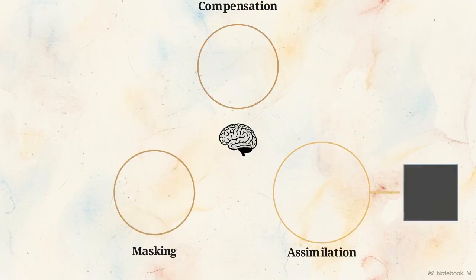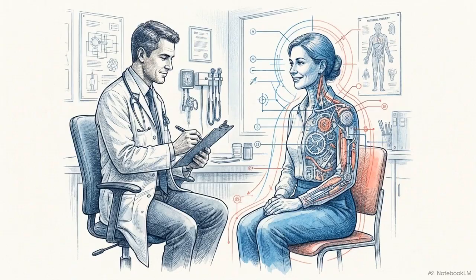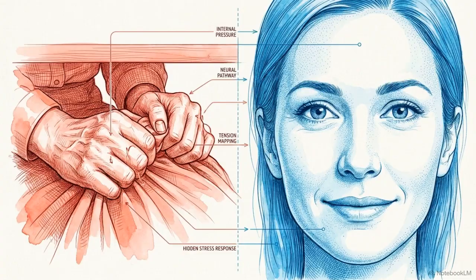The final node is assimilation. This describes the behavioral techniques used to fit in, where an individual performs a neurotypical persona specifically to avoid social rejection or bullying. These internal processes are invisible during a standard evaluation. To find them, psychiatrists have to calculate the discrepancy between a patient's internal experience and their external presentation.